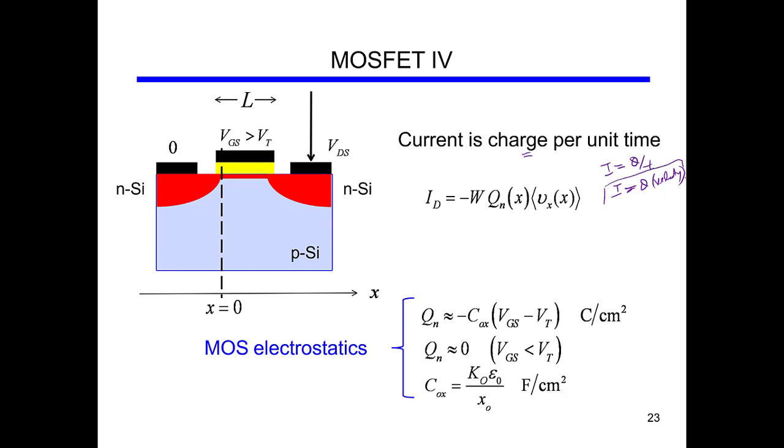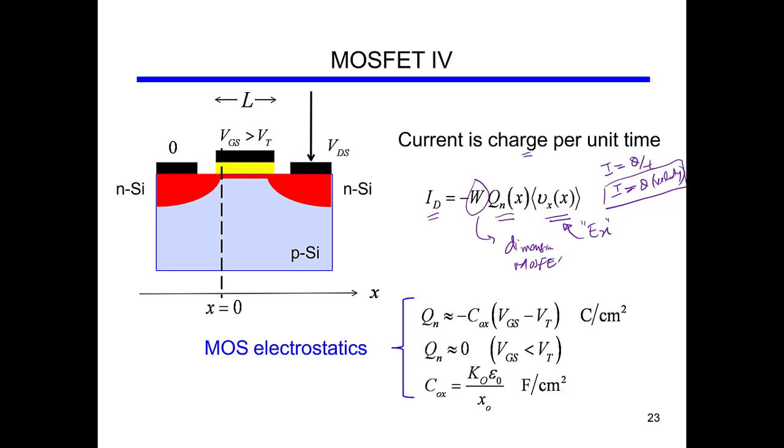Okay, we can also write this as charge times velocity. So we can write an initial equation in which ID is equal to the charge in the channel, which is Qn, times the velocity of electrons in the channel. Remember that this velocity is due to the electric field. The electric field accelerates or pushes the electrons in the channel. And W is the dimension of the MOSFET.